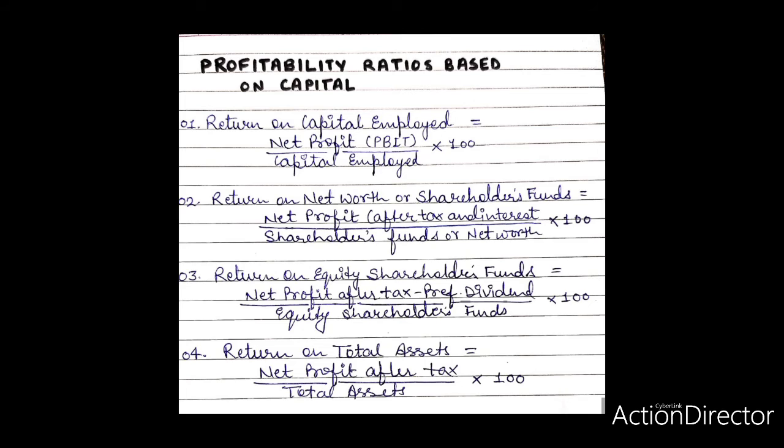Due to issue of new shares or buyback of shares during the year, the equity share capital and preference share capital of the company do not remain the same throughout the year. Therefore, the average shareholders' fund, which is half of the opening and closing balance, is used to calculate the return on net worth and return on equity shareholders' funds. In absence of opening balances, closing balances are used.